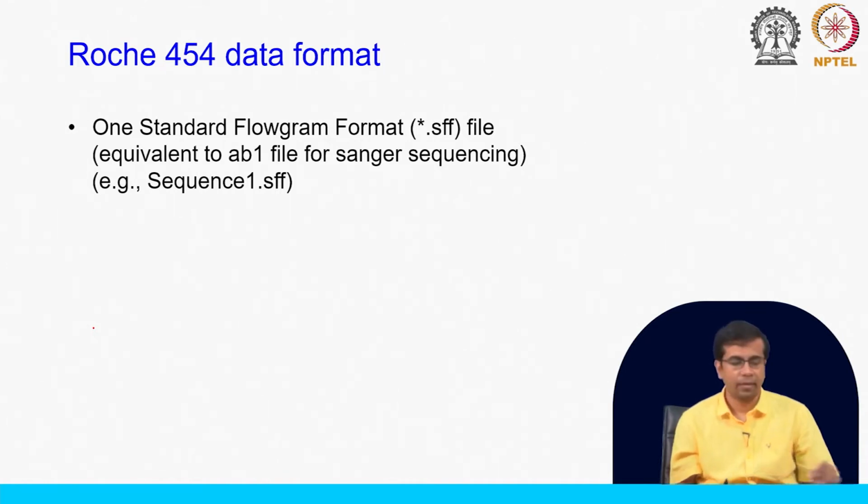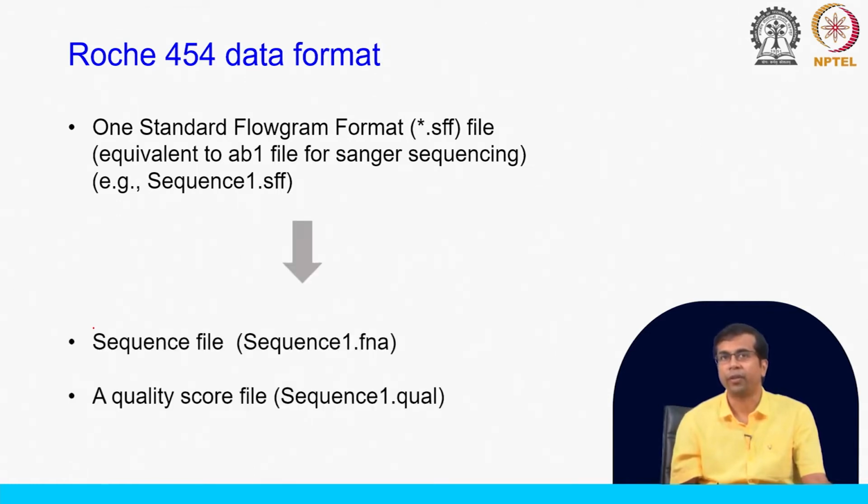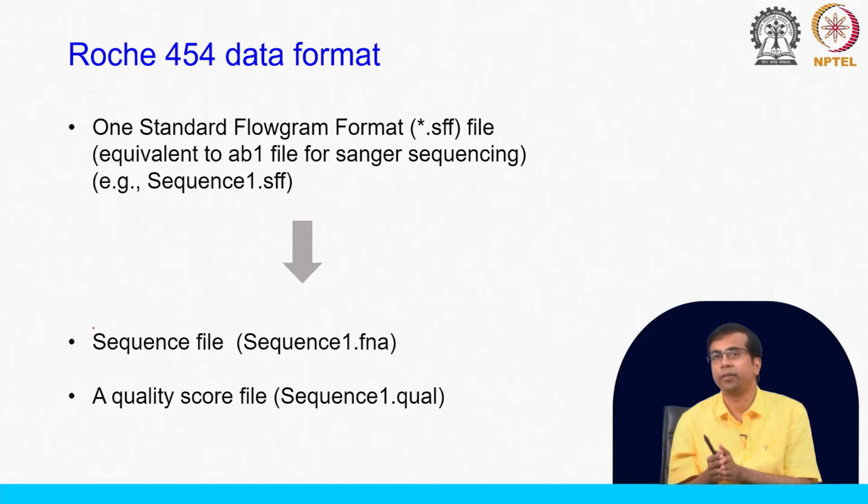We have seen that the information about sequencing is stored in the AB1 file. Similarly, in Roche 454, this SFF file stores the sequence information, what actually happened during the sequencing process. You can read this file and generate two different files. This is done by a program. When you get the output from 454, you will get the SFF file, along with a sequence file, for example sequence1.fna, and a quality score file, sequence1.qual. So, you will typically see these two files.